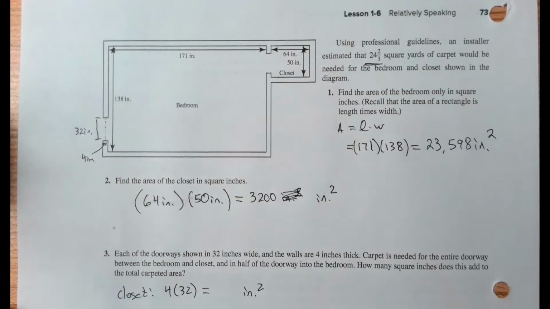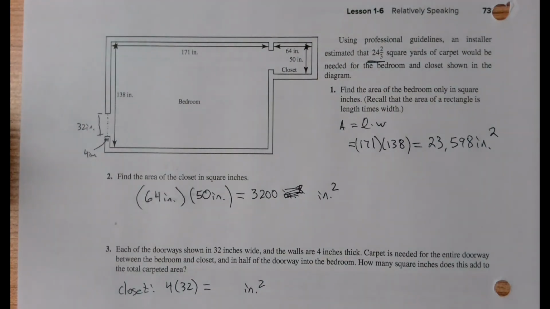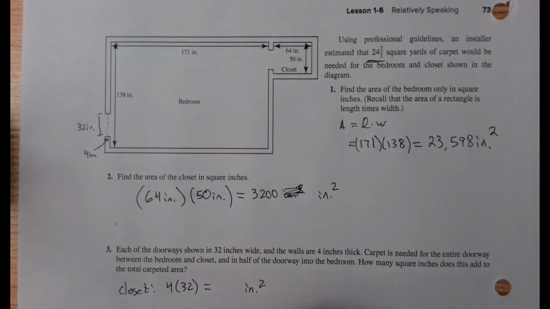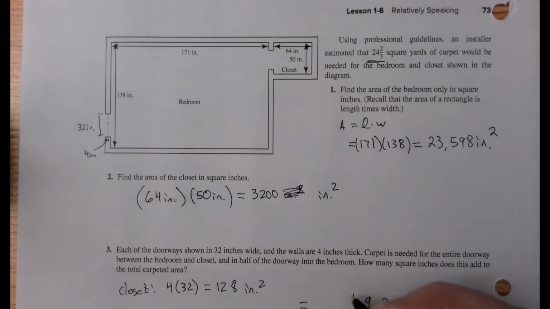So we do 4 times 32 chopped in half, because based on what he's saying here, we only want it up to there, and then there's some other form of carpet or flooring when you leave the room. And again, inches squared. So 4 times 32 is 128, and half of that is 64 inches squared. So the total area for those doorways is 192 inches squared.